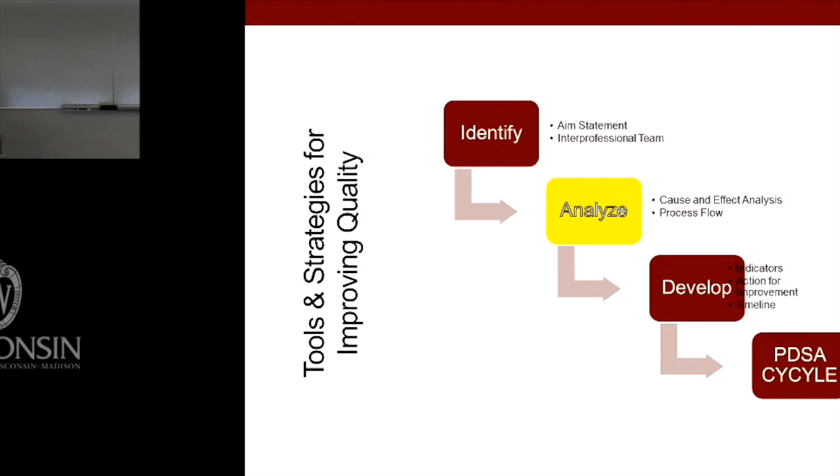And we're now going to go back to our aim statements and work through the QI process. So today we'll work on the analyze part. Yesterday we looked at the aim statement and building that and how do you identify a problem. So today we'll work on making a cause and effect analysis and process flow.